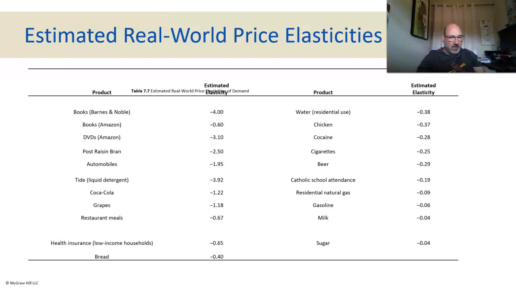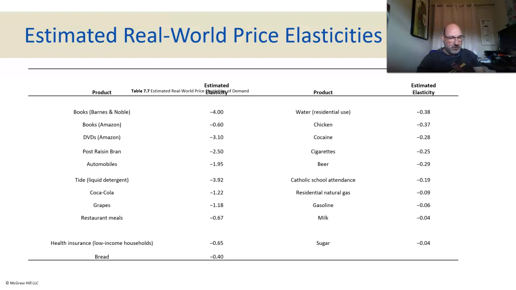Automobiles 1.95. Tide liquid detergent, once again a single brand of detergent, 3.92, once again near 4. Coca-Cola 1.22, a single brand, but one of the world's leading brands, which we'll talk about in a future chapter, module 3. Grapes 1.18. Restaurant meals at 0.67. The last list had it at 2 point something. We eat out way more than they gave that credit for.